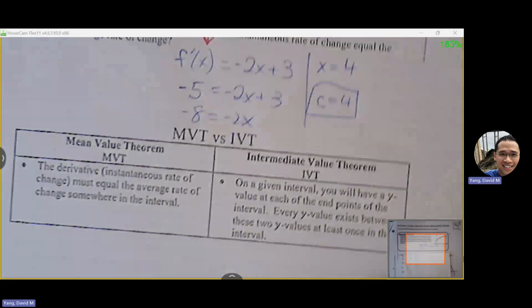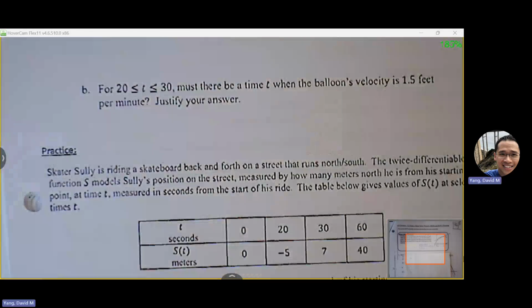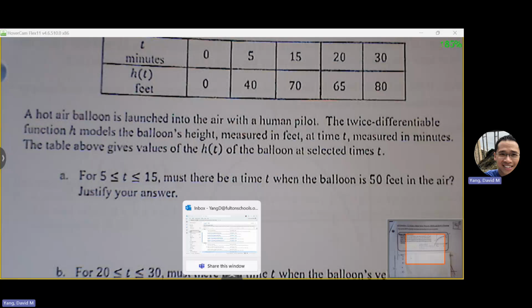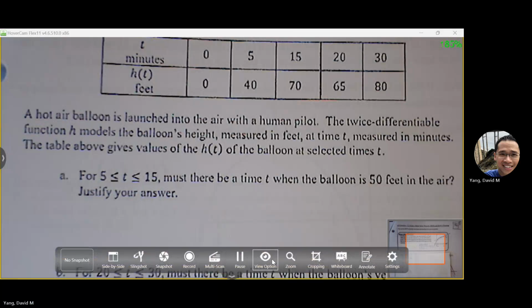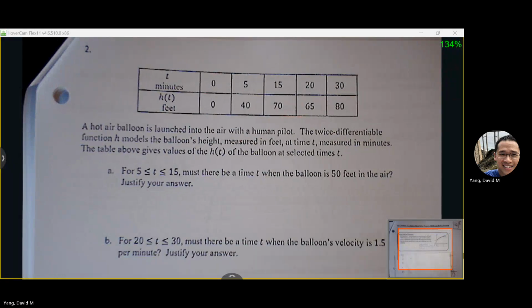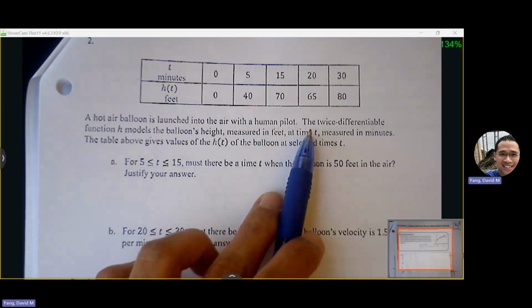Okay, so this is what a free response question can look like in terms of playing with these two different concepts. Okay, a hot air balloon is launched into the air with a human pilot, the twice differentiable function.